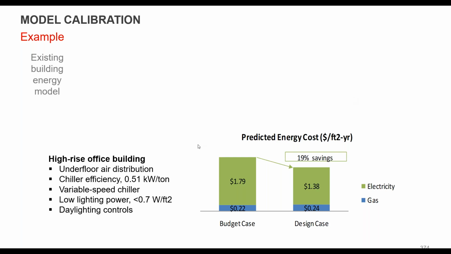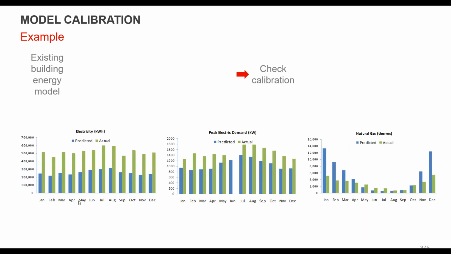So here's an example of what you might be looking at for a calibrated model. In this case, this is a fairly quick lift on the model, just to compare the original model, where the savings are shown here. There was a 19% savings, from a budget to a design case. So a typical kind of office building. This one had underfloor with a chiller, pretty low lighting power, and daylighting controls.